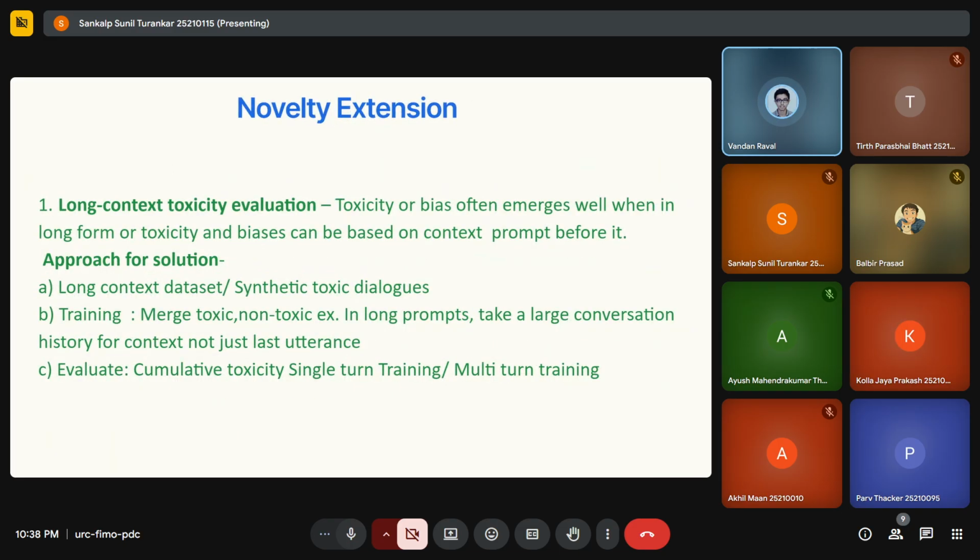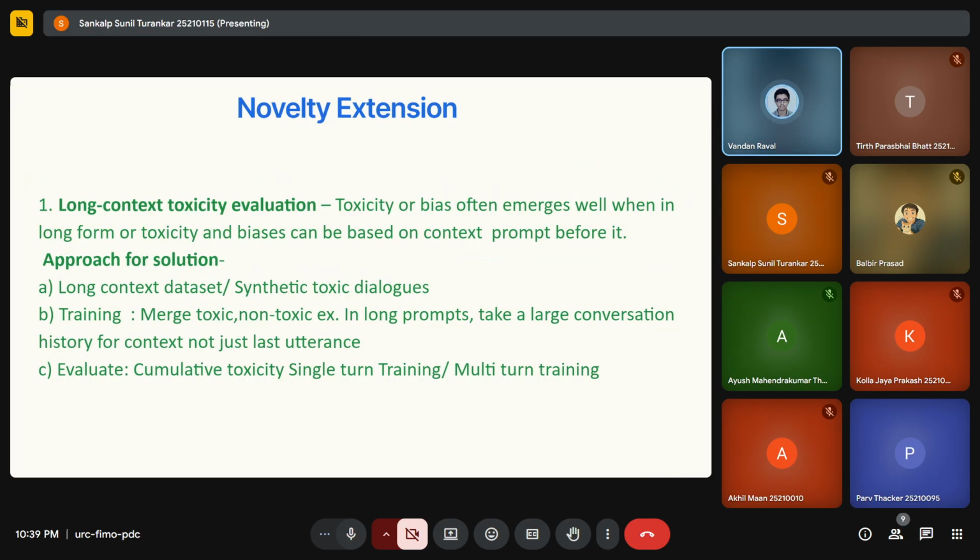As my teammate said, the long context evaluation was not done in this paper. In long context evaluation, toxicity or bias often emerges when a long context is given for the prompt. So how can we approach this? The long context dataset can be prepared with synthetic toxic dialogues, and we can train this model by merging toxic and non-toxic examples. To evaluate this model, we can use singleton training and multi-turn training. In singleton training, the toxic sentence is directly given, and in multi-turn training, it involves dialogues.